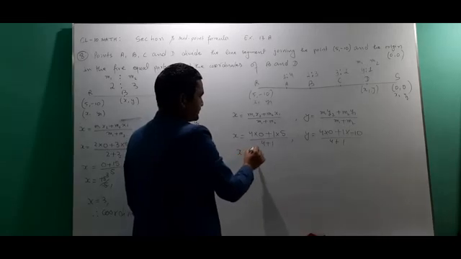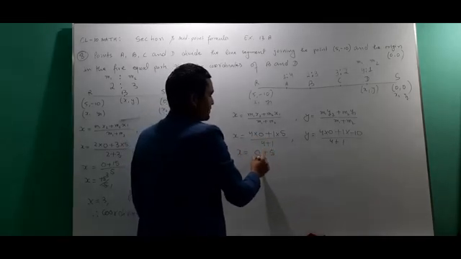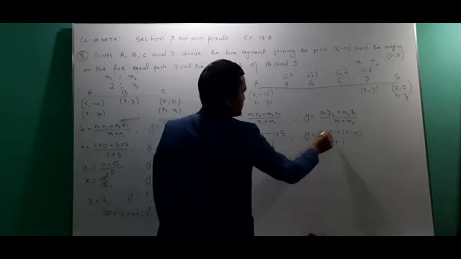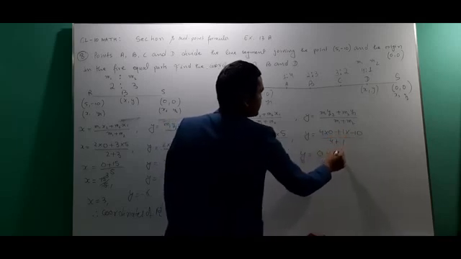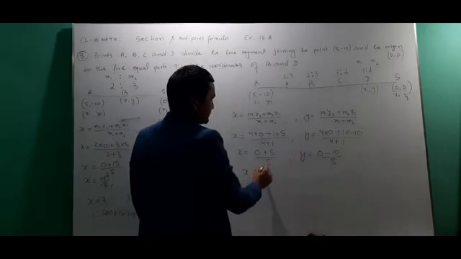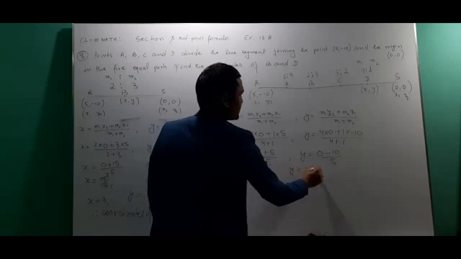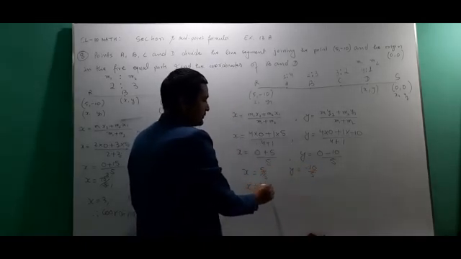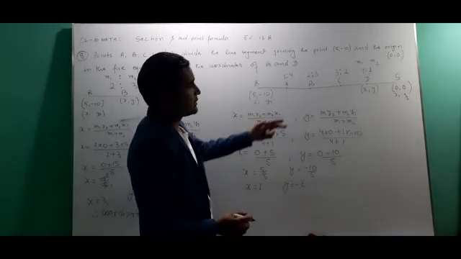X equals 4 times 0 is 0, plus 5, divided by 5. Y equals 4 times 0 is 0, plus minus 10, divided by 5. Then x equals 5 divided by 5. Y equals minus 10 divided by 5. Now cancel it. X equals 1. Then y equals how much? Minus 2. Then the question asks to write the coordinate of D.